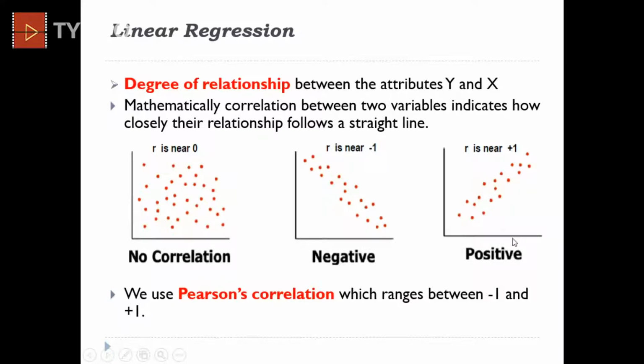Since as x values are increasing here, the corresponding y values are also increasing, which means this is showing a linear positive trend, and linear models can be applicable on this range when r is near to positive 1. Similarly, when r is near to negative 1, the data points are showing a negative linear trend.